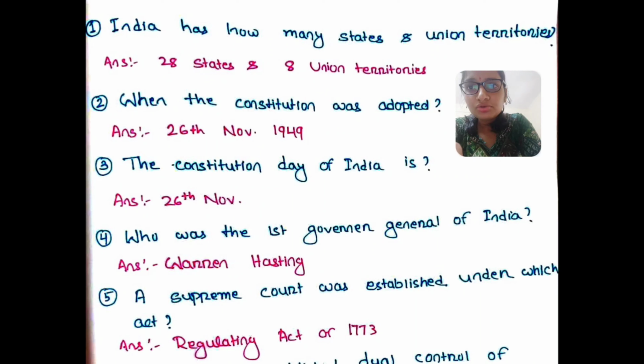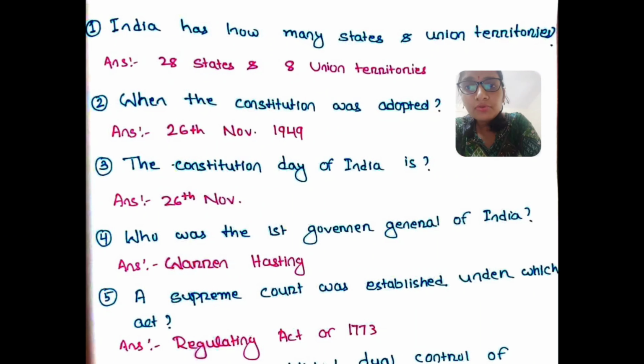And when the Constitution of India was adopted? It was adopted on 26 November 1949 and enacted on 26 January 1950. And the Constitution Day of India is the 26th November. The Republic Day is 26 January, but Constitution Day is 26 November. Who was the first Governor General of India? He was Lord Warren Hastings.